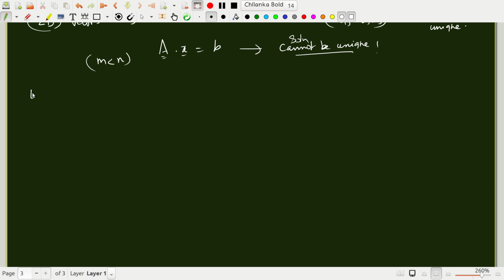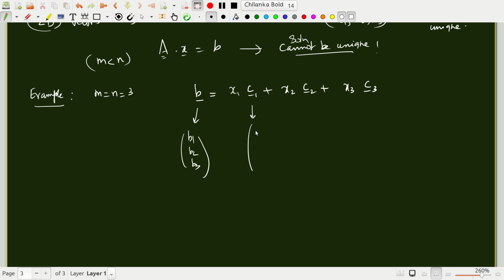Now let's consider another example where m is equal to n is equal to 3. You are trying to expand b in terms of the column vectors of A. Here we have a vector in 3D. Because m is equal to n is equal to 3, b is (b1, b2, b3). So c1 is (a11, a21, a31) and so on. You have three such vectors.